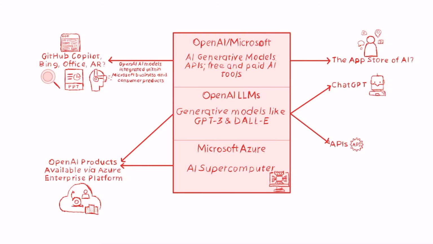On the other side, OpenAI and Microsoft have a commercial partnership to distribute those products and also integrate them into Microsoft. One example of a new product which was a result of the partnership between OpenAI and Microsoft is GitHub Copilot. And then Microsoft is also looking into ways to integrate OpenAI products within its own products like Bing, Office, and so forth.